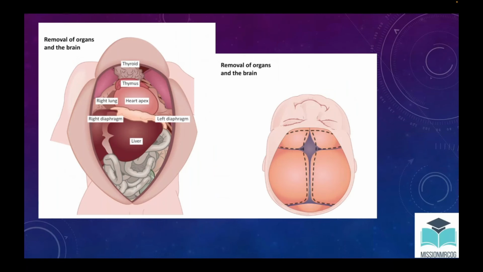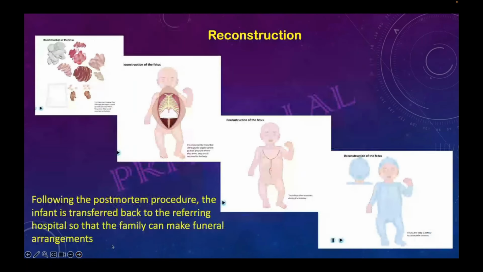They remove parts from the baby, like the thyroid, whatever parts are necessary. Even the organs and part of the brain would also be removed. After that, they do whatever study and analysis are required. Then there would be reconstruction.